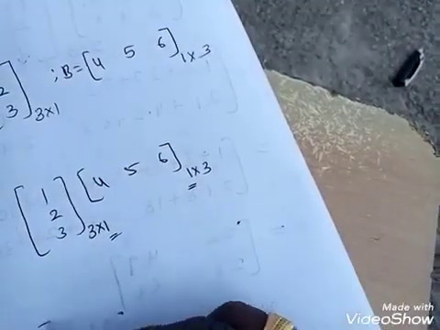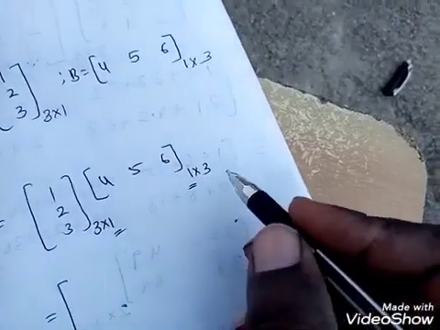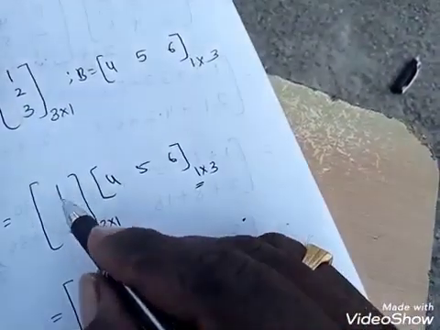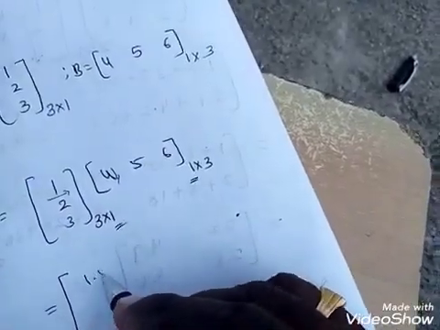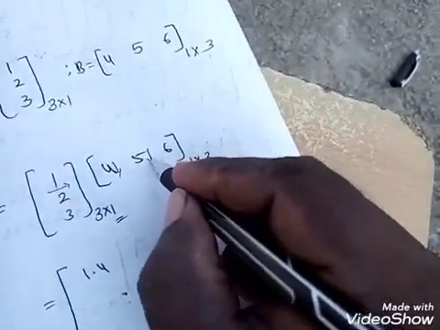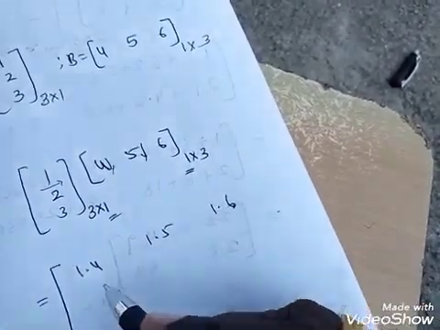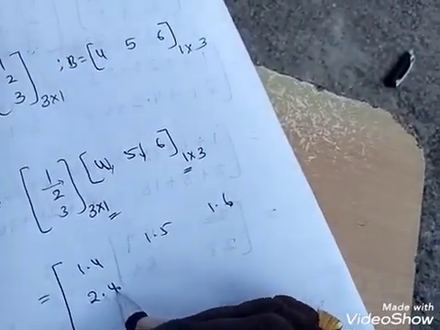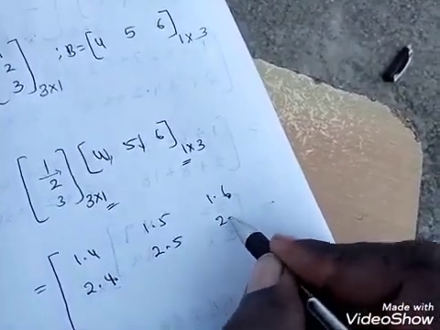Hence multiplication of matrices is possible. And what is the order of the matrix you are going to get? Observe there, 3 by 3 you are getting. Now the first one is A11, that means first row, first column, that is nothing but 1.4. Next, first row with second column, that is 1.5. Next 1.6. Next one is 2.4. Next one is 2.5. Next one is 2.6.